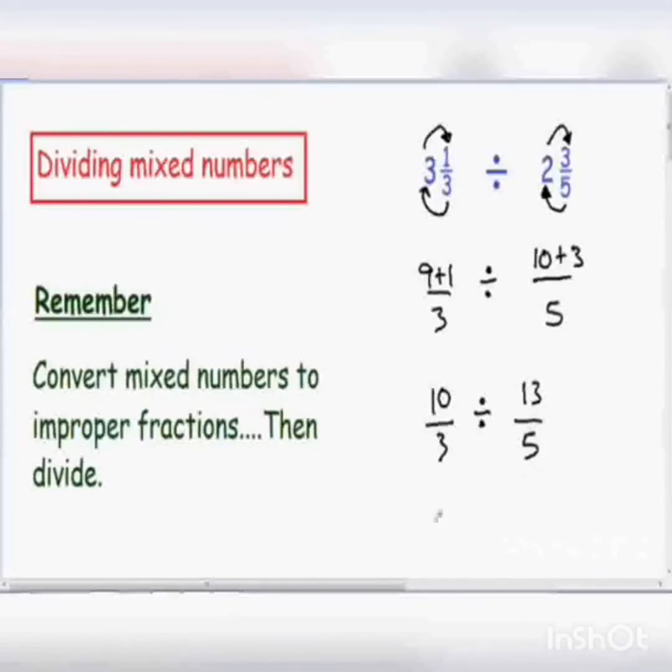Now, to divide fractions, we must change the division to multiplication and simultaneously invert the fraction after it. So we have 10 over 3 times, this time becomes a 5 going to the top while the 13 comes down. So that is 5 over 13.